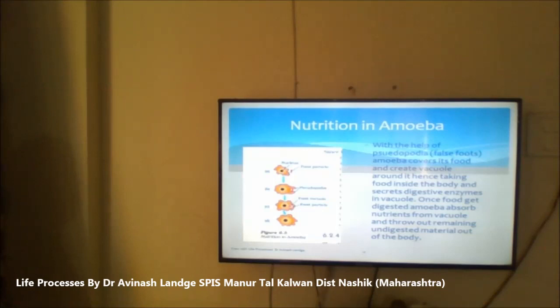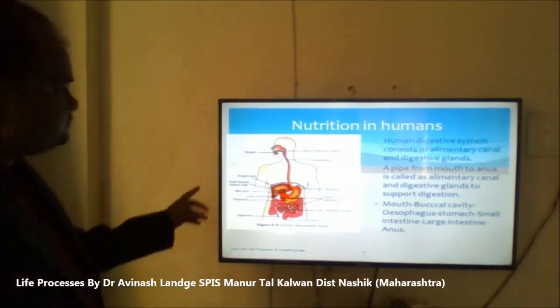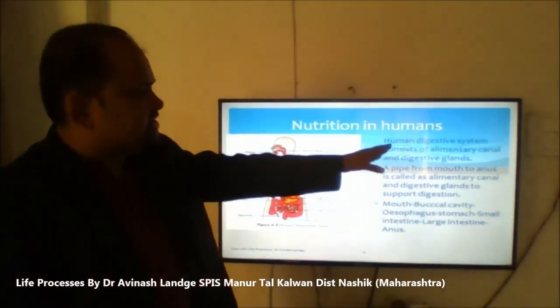So this is a holozoic type of nutrition, which is shown in our book in figure 6.5. You can find out what kind of holozoic nutrition it is. Now let us go towards the next topic, that is nutrition in human beings. We have seen the human digestive system.